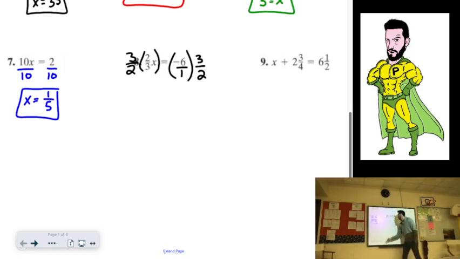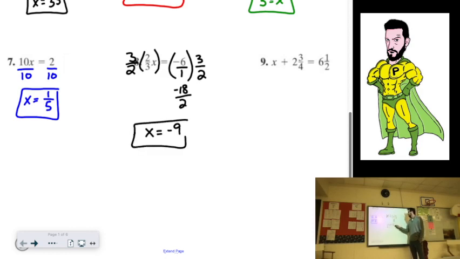So if we multiply this, negative 6 times 3 is negative 18. 1 times 2 is 2, so negative 18 over 2 is negative 9. All right, one more, and then we're all warmed up. X plus 2 3/4. You know we got to subtract the 2 3/4.